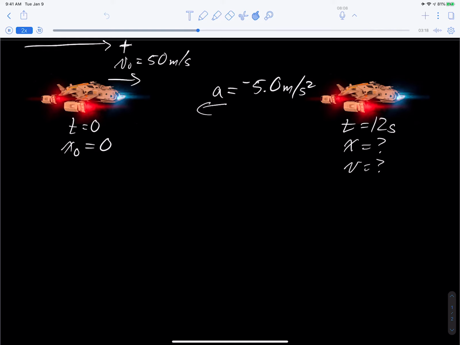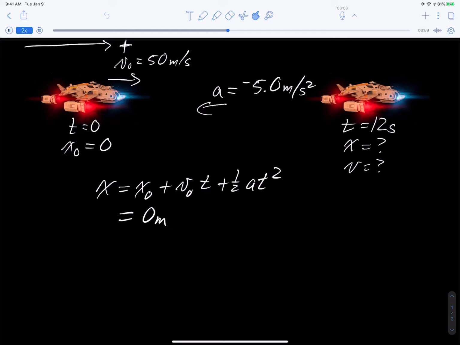Okay, so the first question asks, what's the final position? That tells me right away that I should check to make sure that I can use this equation. This is the equation for final displacement. And do I know everything here? Yes, I know the initial position, I know the initial velocity, I know the time, and I know the acceleration. So I can go ahead and calculate from here, and it's even already arranged with the unknown by itself. So that starting position is 0 meters.